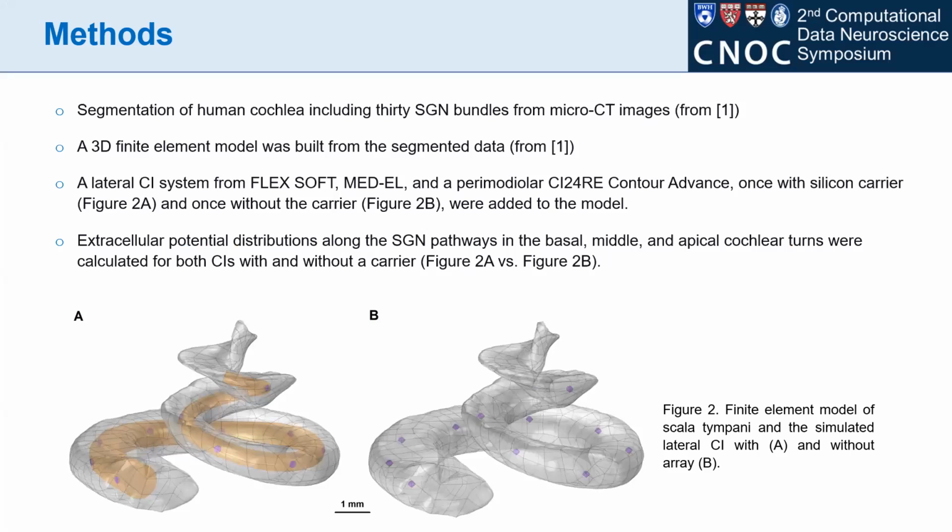In addition to that, two cochlear implant systems were simulated: one lateral, close to the lateral wall of the scala tympani, and one perimodiolar array, which is close to the medial wall of the scala tympani. But here, figure 2 shows only the lateral system. Figure 2a shows the whole cochlear implant with carrier, and figure 2b shows only the electrode.